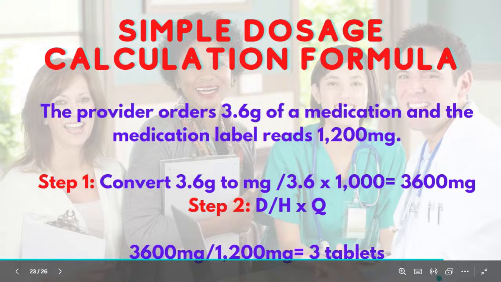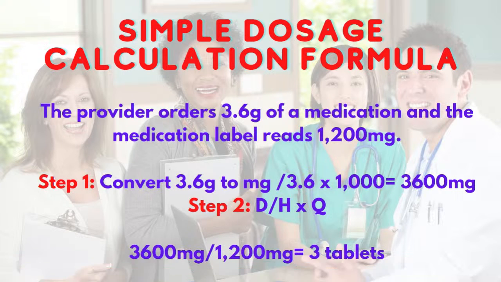Now here's another one. And this is going to take us back to those conversions of knowing how to convert grams to milligrams and vice versa, right? If you get a problem like this, the provider orders 3.6 grams of a medication and the medication label reads 1,200 milligrams, you have to convert that. You can only give like units, right? So if the provider orders grams and we have milligrams, we don't have any grams. So we have to convert what we have.